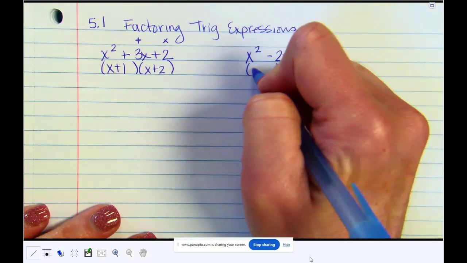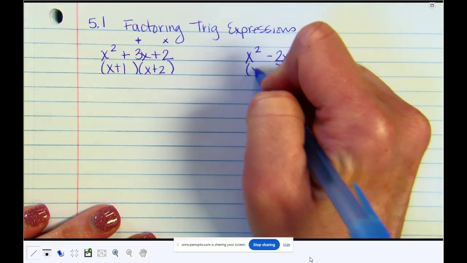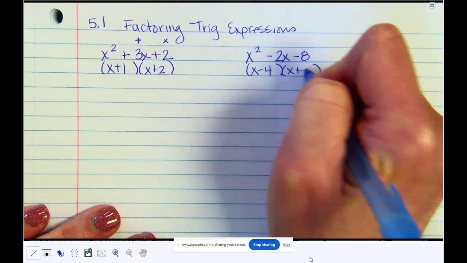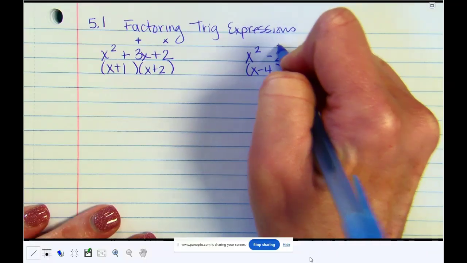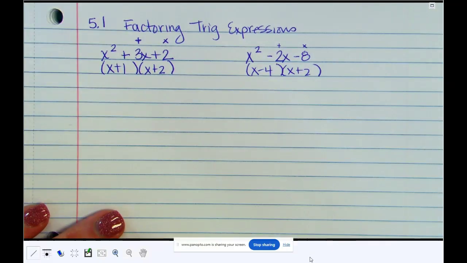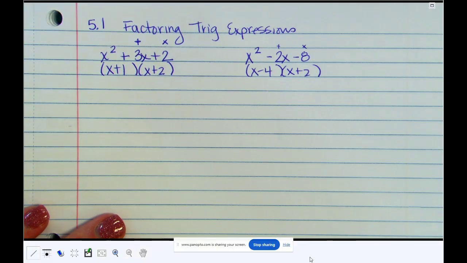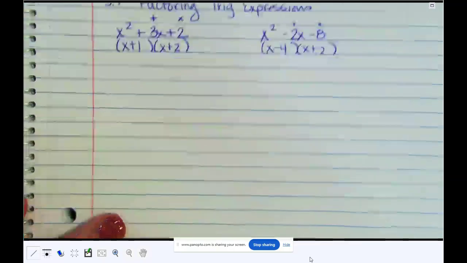Okay, what is it? x minus 4, x plus 2, because those multiply to negative 8 and add up to negative 2. Okay, so then what, I know this is a long shot.